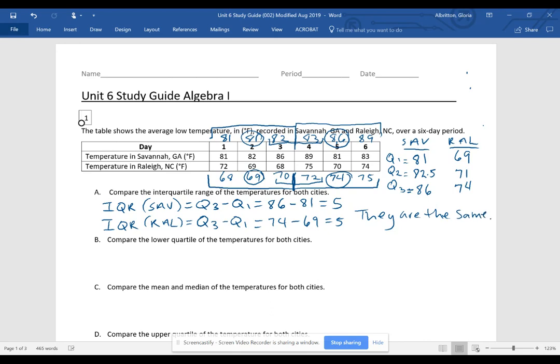B, compare the lower quartile of the temperatures for both cities. Lower quartile is Q1, quartile 1. So quartile 1 for Savannah is 81. And the quartile 1 for Raleigh is 69. So when we compare, it says that the lower quartile for Savannah is higher.